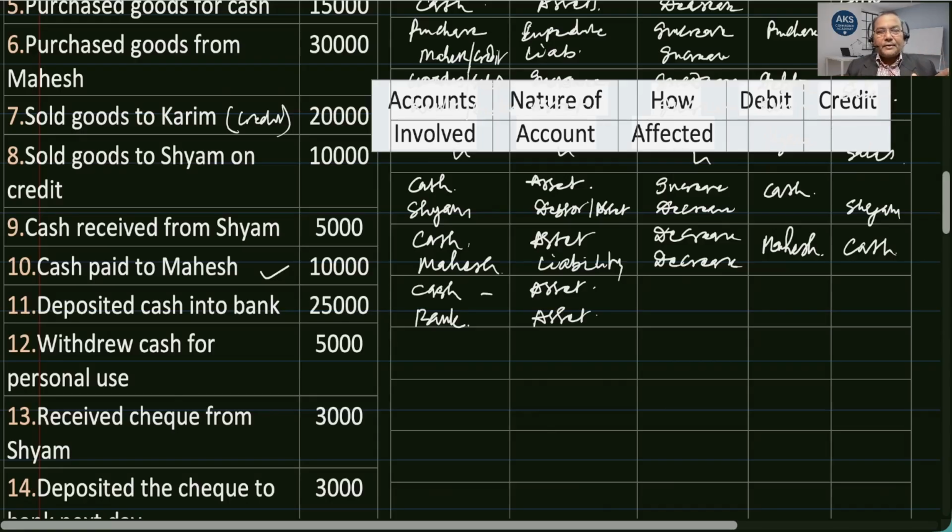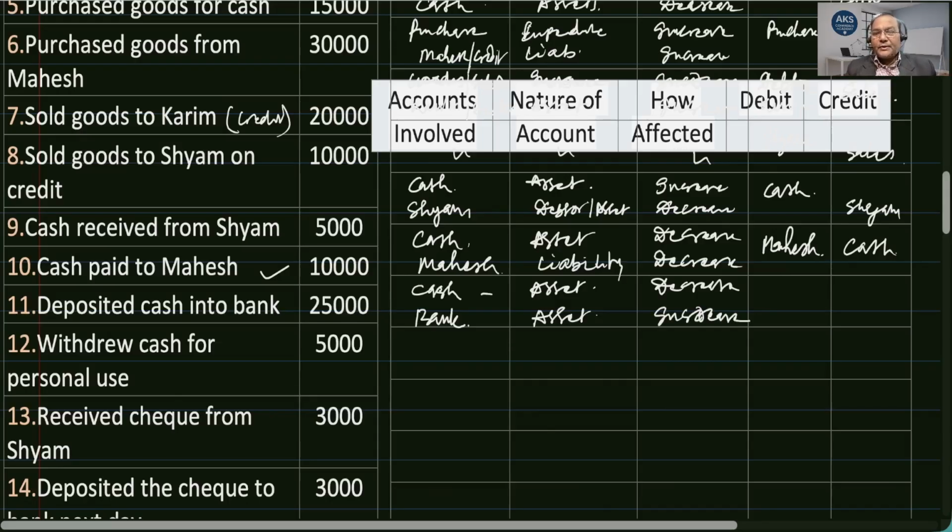So he has deposited money into the firm's bank. Now, how is it affected? The asset cash is going out, so there is a decrease in cash. And the other asset, bank, sees an increase in bank balance and a decrease in cash balance.